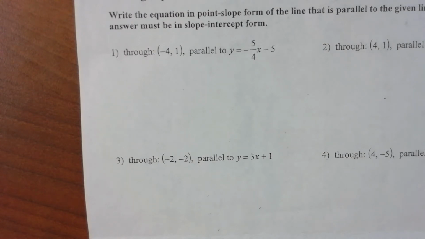Now, here goes. Because we're not dealing with pictures, we're dealing with equations. So you don't have a graph to look at. You don't have a graph to create. You have an equation to write. All of these need to be in y equals mx plus b form. Write the equation in point slope form of the line that is parallel to the given line. Your final answer must be in slope intercept form.